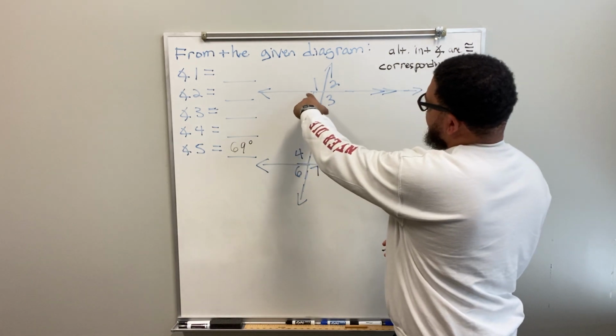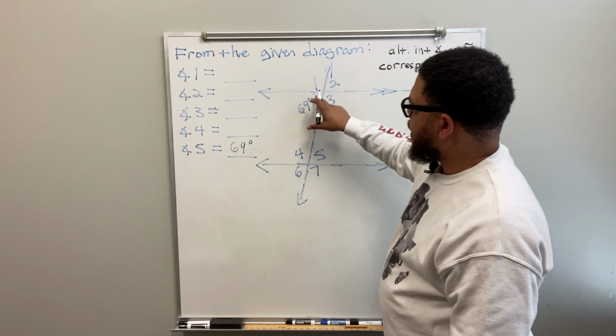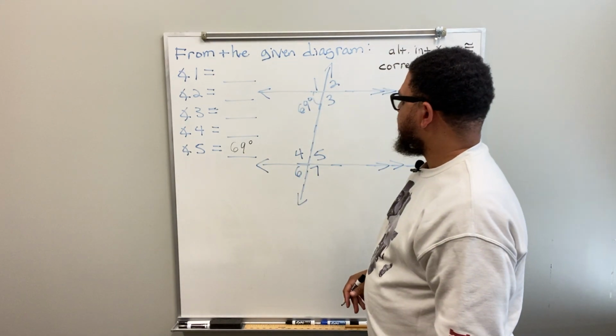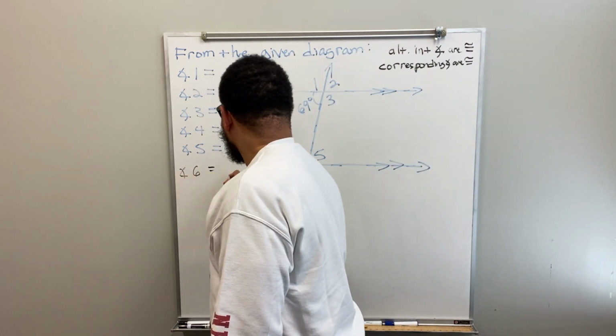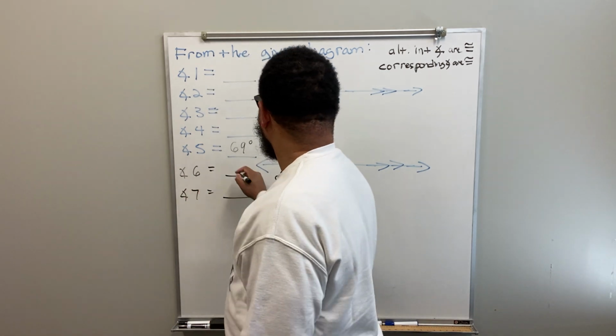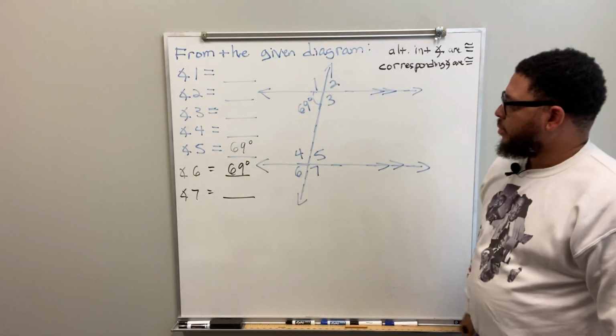So they're corresponding. Now, corresponding angles are congruent. So if I know that this is 69 degrees, I know that angle 6 has to be 69 degrees. Oh, you know what? I'm tripping. I forgot to label that. So angle 6, boom, angle 7, boom. Angle 6 is also 69 degrees. I forgot to draw the spaces for them.